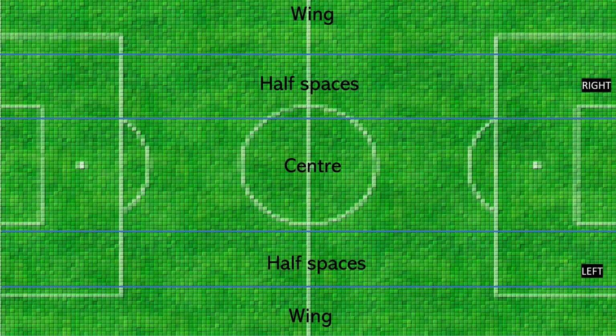We can also divide the pitch into 5 horizontal sections to help identify which position players need to move into to allow for an effective build-up. The pitch is labelled symmetrically, so there is the right and left wing, the right and left half space, and the centre of the pitch.